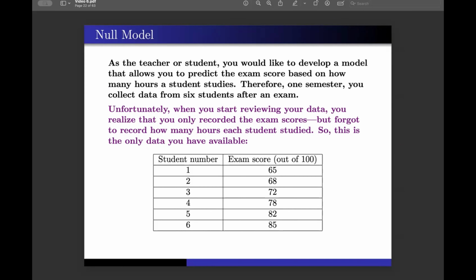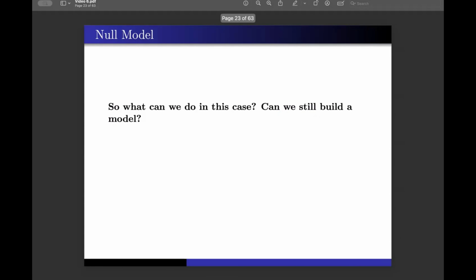So the only thing you have in the data set is the dependent variable, exam score, and there is no other variable present in this data set, and there is no other information left to you. There is no independent variable present in this data set. So what can we do in this case? Can we still build a model with just this one dependent variable present in the model?